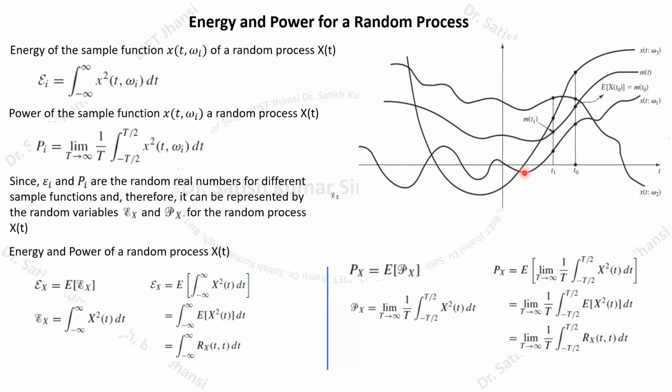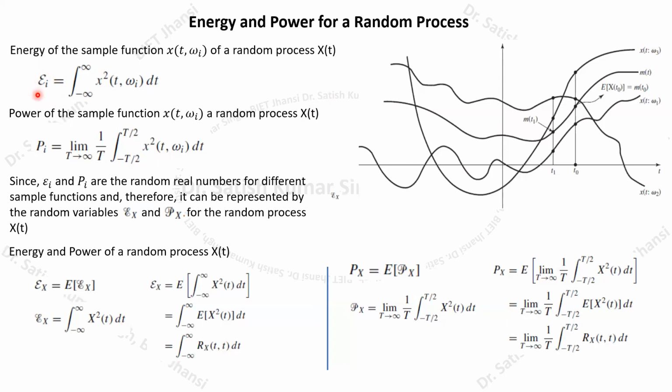Once you calculate all this for a particular sample function, when you change the sample function, when omega i is omega 1, omega 2, or omega 3, the sample function will change. Therefore the energy value we get will be a different value depending on the sample function taken. So the energy values we calculate for this random process x(t), which has a huge number of sample functions, will be a random variable, because it is going to take random values.